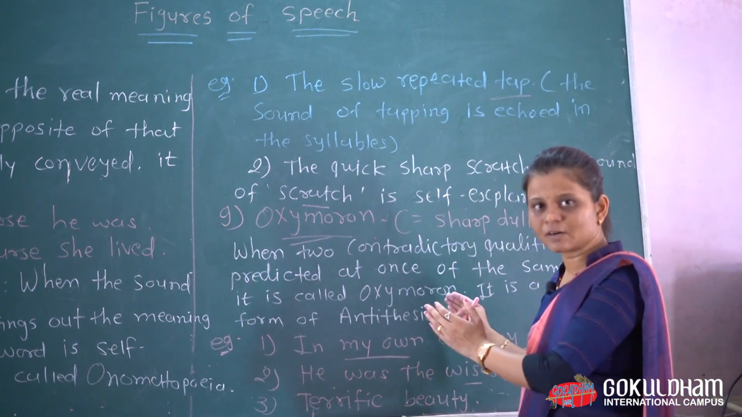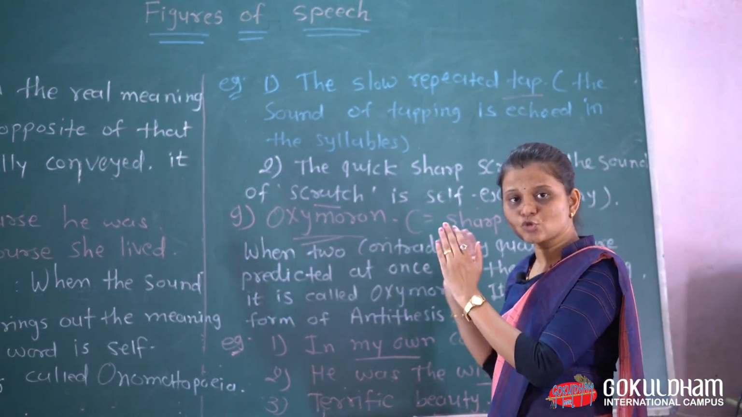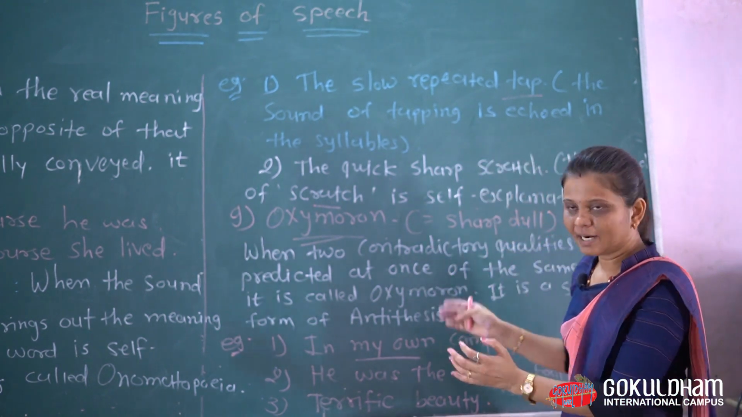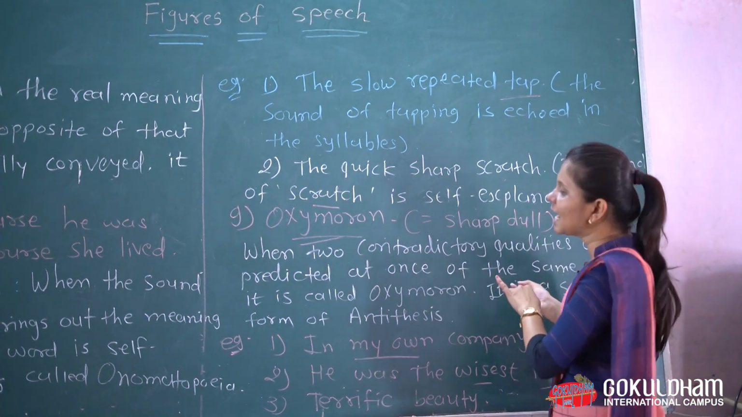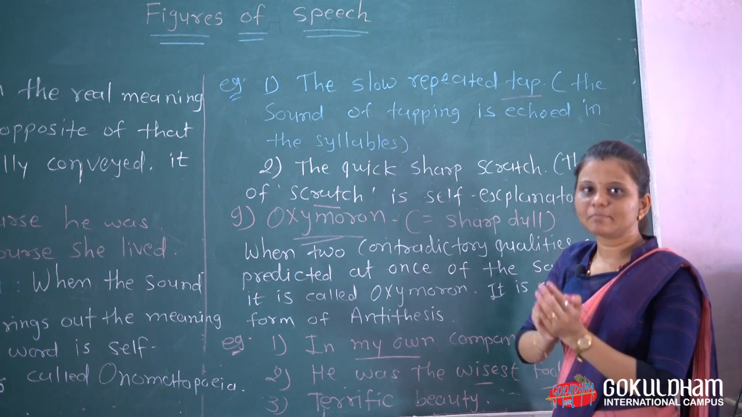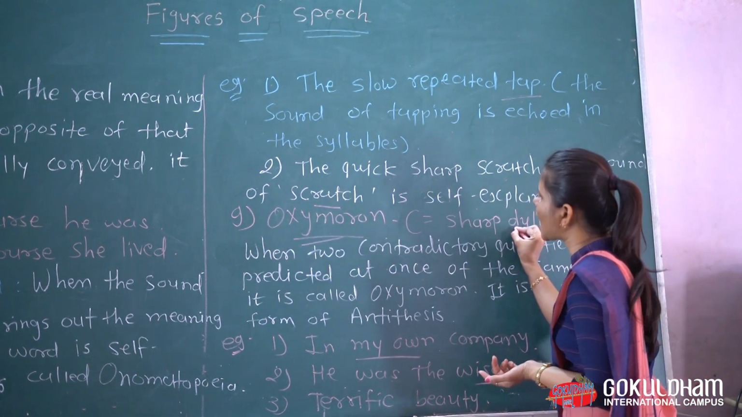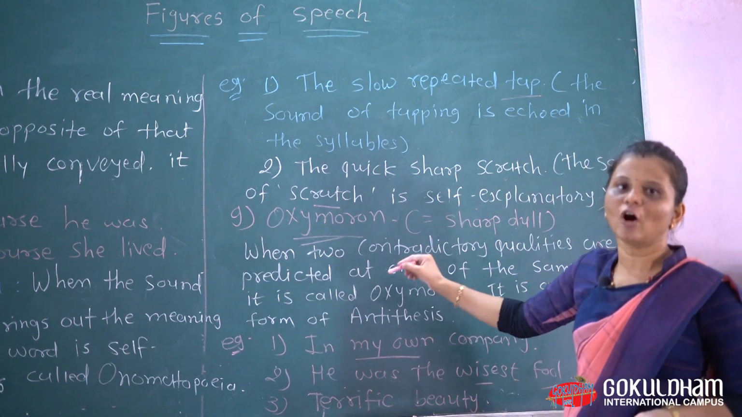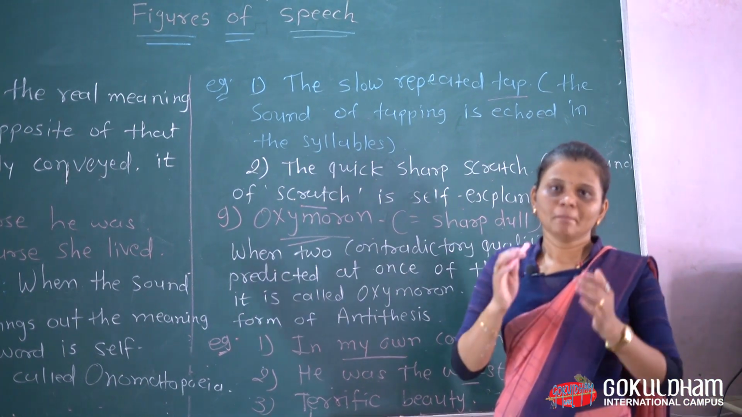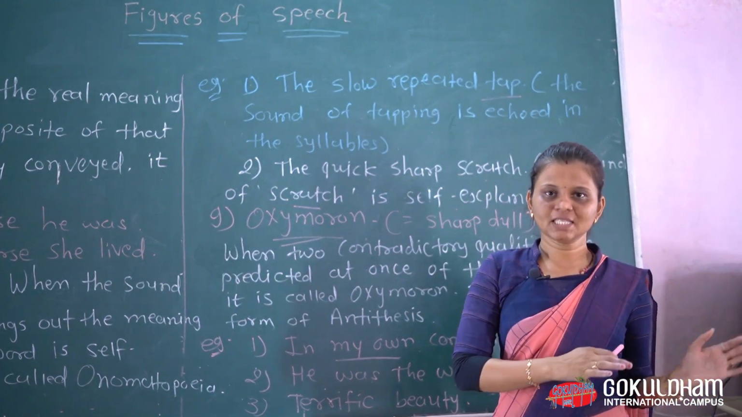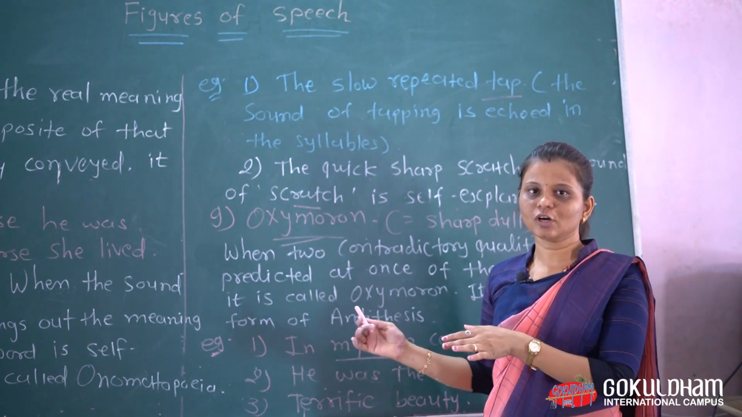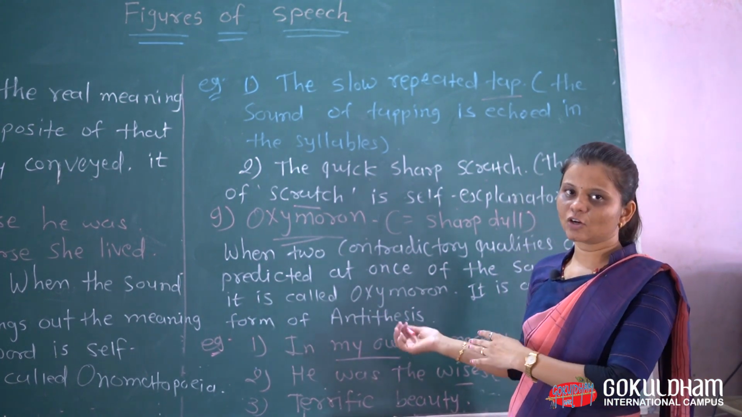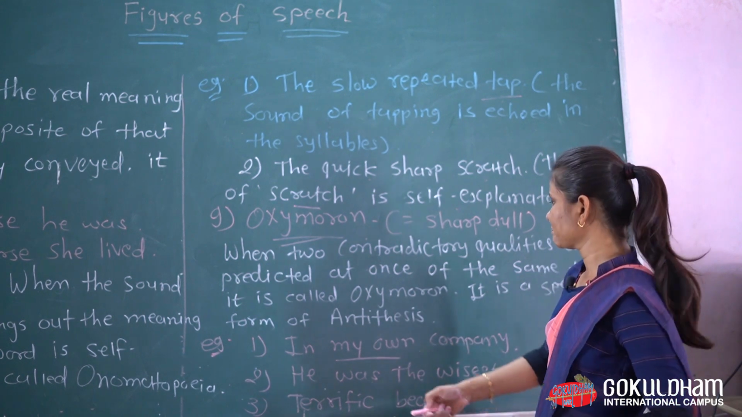This is another form. But antithesis shows opposite ideas. But oxymoron is more than that. It shows contradiction, but more than that, it is a sharp, dull form of it. That's why it is a special kind of form. Here we can say that there are many figures for comparisons and many figures we can use for contradictions. So this is one of them, the contradictory form.